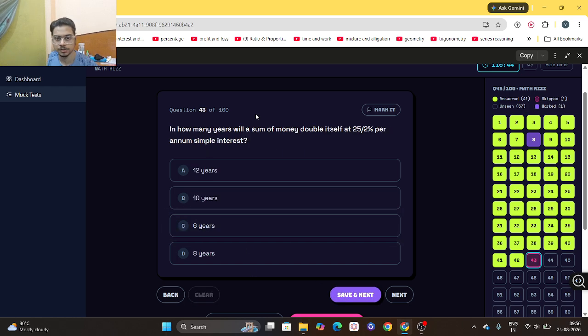In how many years will a sum of money double itself at 25 by 2% per annum simple interest? So if simple interest is 100, principal will also be 100. R is 25 by 2. Time period is T. 200 upon 25 is 8 years.